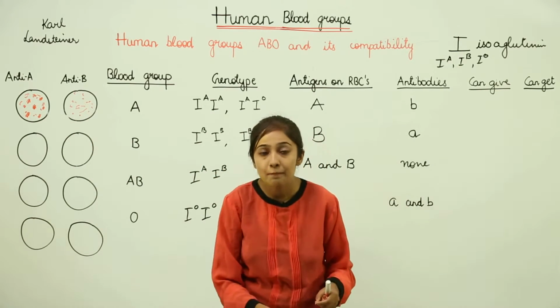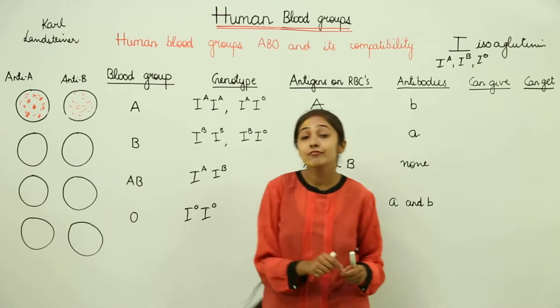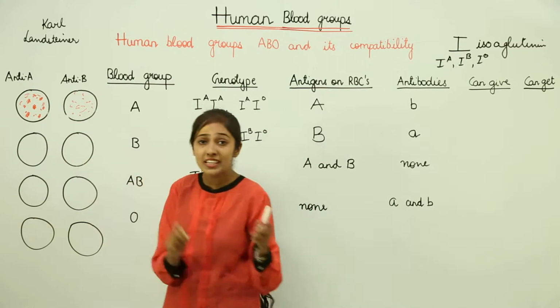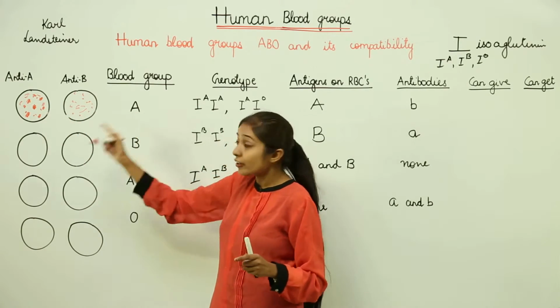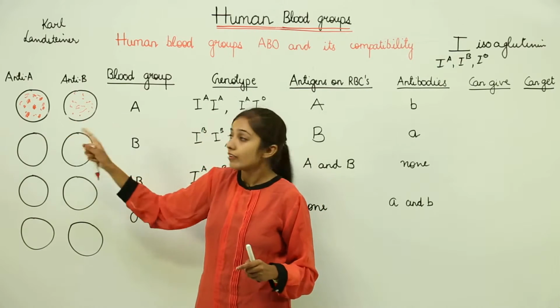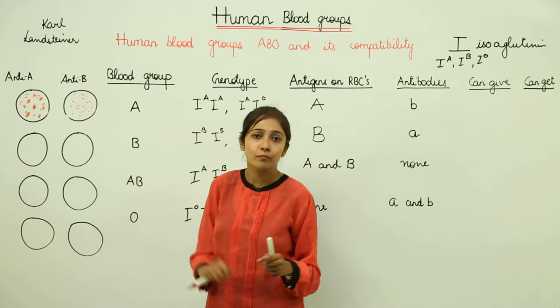We take that serum and we're going to put what? We're going to put the blood sample, and if it is going to show coagulation with anti-A serum, it means the blood group is A. And remember, you also have to check whether it is showing coagulation with anti-B serum or not. If it is not showing coagulation with anti-B serum, it means it is definitely blood group A.